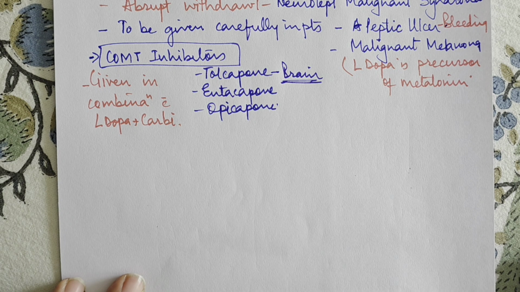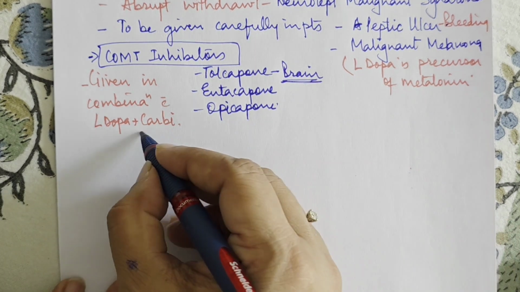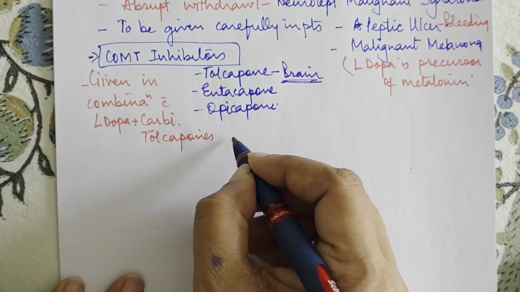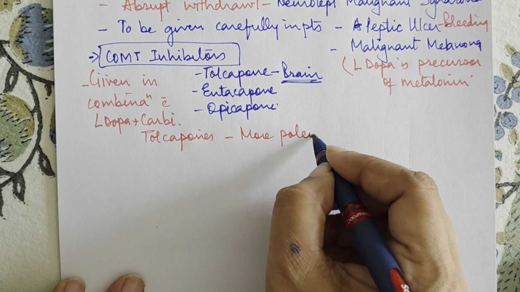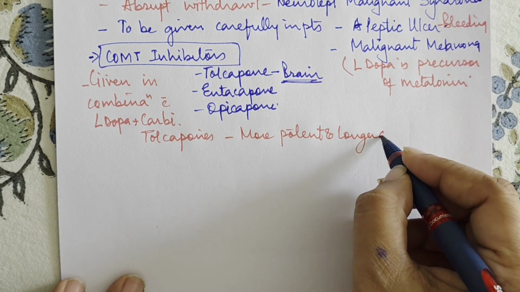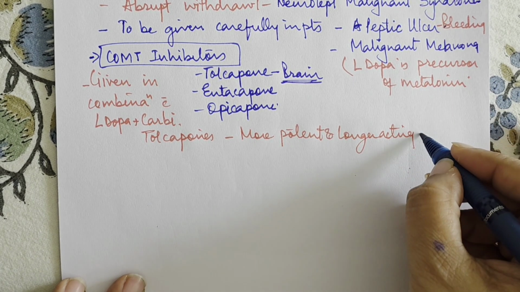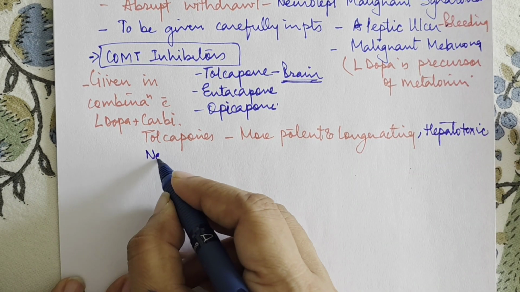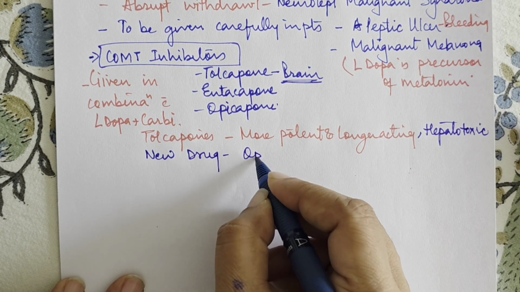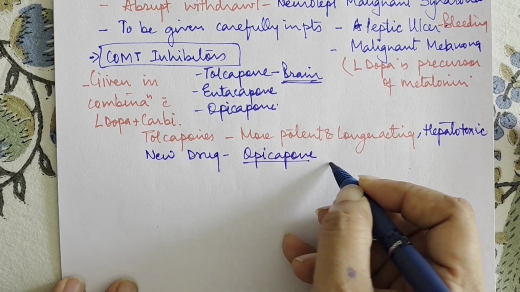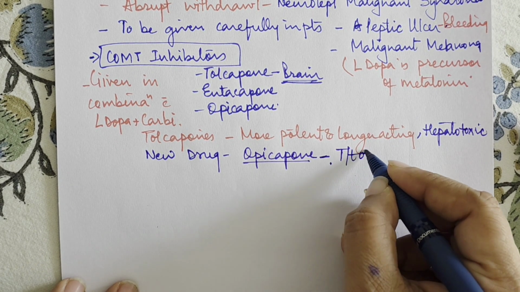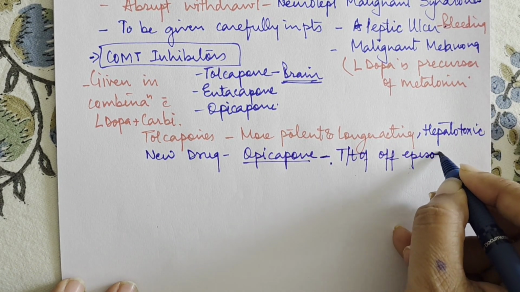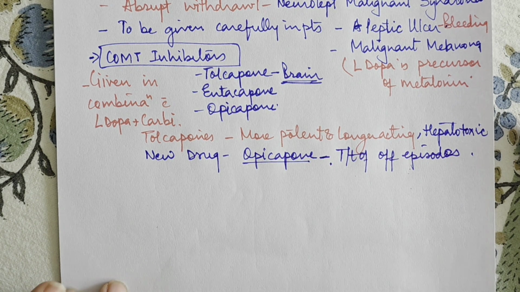So these are the drugs, and now tolcapone is more potent and longer acting, but there is a problem with it: it is hepatotoxic, so this is not used now. Now the new drug that has come is opicapone, which is the preferred drug, and it is used for treatment of off episodes when there is full-blown Parkinsonism, right?